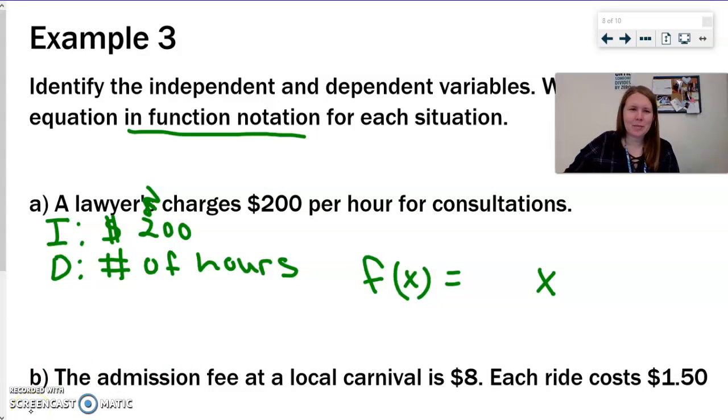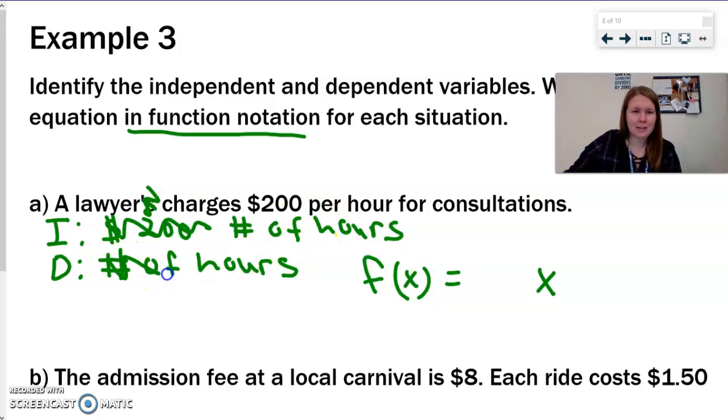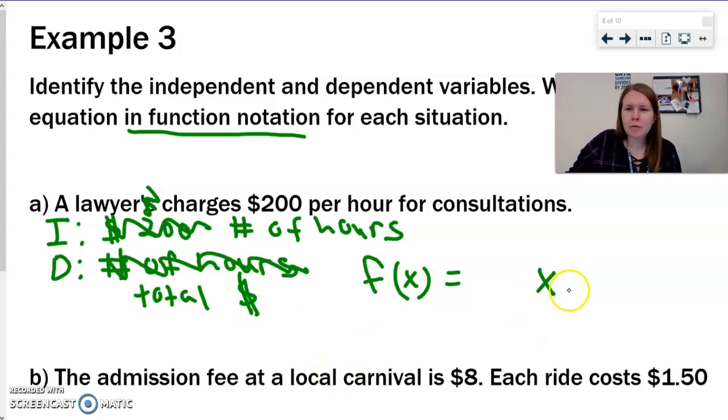Okay, I'm realizing I made a slight mistake here. What my independent variable should actually be is the number of hours. And this can get tricky. I understand these independent and dependent variables are tricky. The dependent is the actual amount of money it costs, the total amount of money, total dollars. So my x is the number of hours. How am I going to show what the total amount is? In this case, because they're charging $200 per hour, this would show me a multiplication of 200x, or 200 times x.